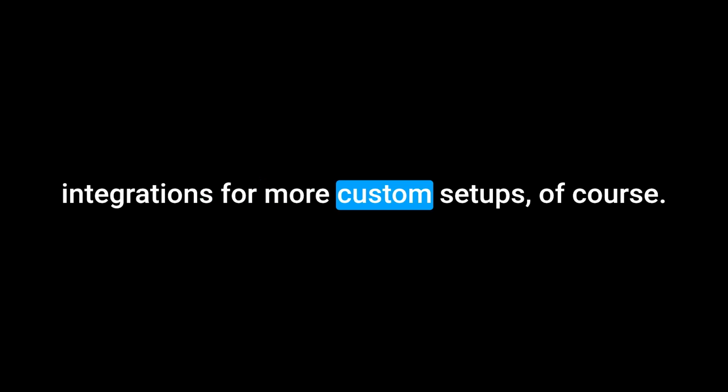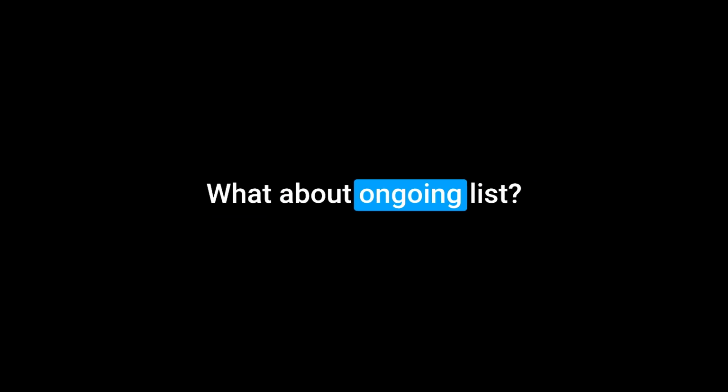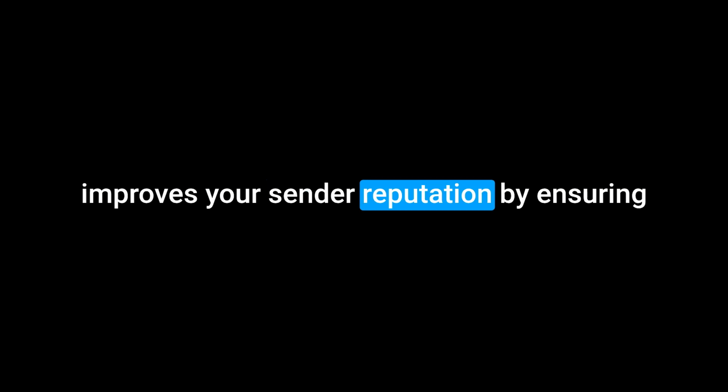Subscribers can also be collected via API integrations for more custom setups, of course. What about ongoing list health? MailerLite strongly emphasizes list health. It has a feature that can automatically remove inactive subscribers based on criteria you set. For example, haven't opened in 6 months. This is a huge benefit because it saves you money on your plan, since pricing is often subscriber-based, and significantly improves your sender reputation by ensuring you're only mailing engaged recipients.